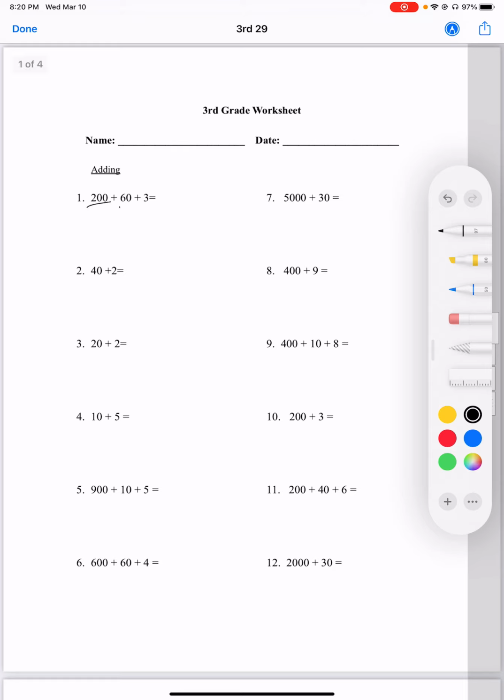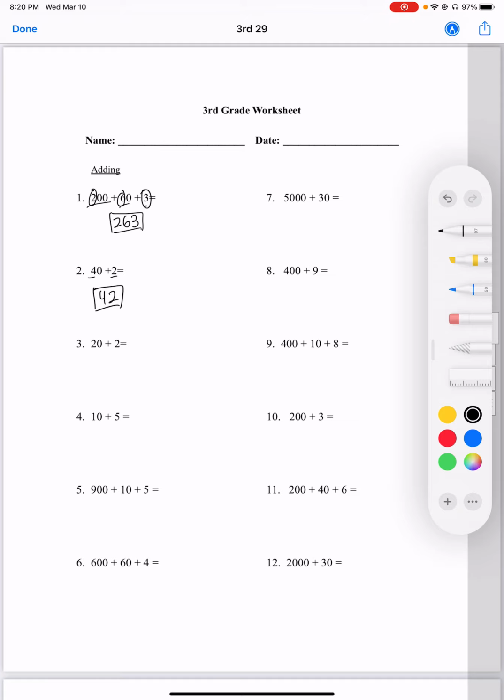200 plus 60 plus 3. So they're all in different place values. This is in the hundreds, tens, and ones, so we just have to smash them all together and get the answer like that. Same thing for number 2. This is in the tens, this is in the ones, so put the 4 in the tens place and the 2 in the ones place and you get your answer.